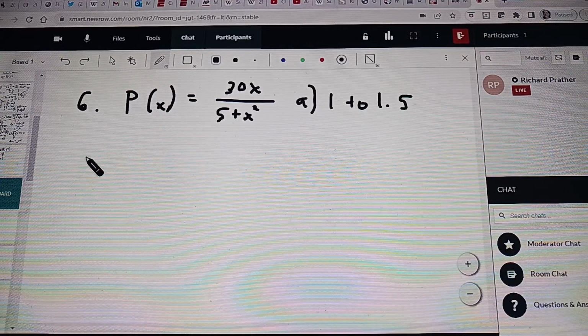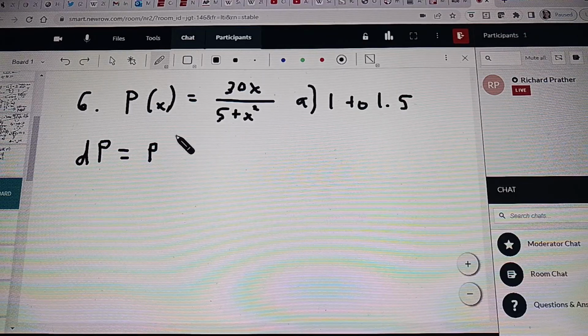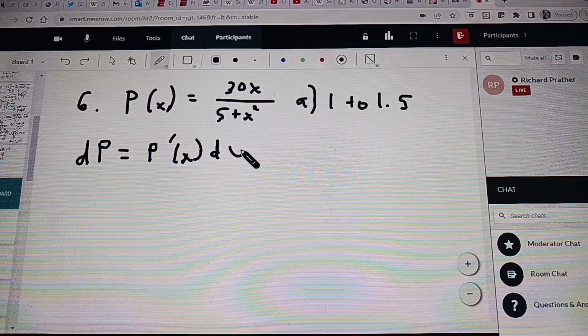Okay, so we want the change in the population. How does the population change? It's going to be the derivative of the population times the change in the hours, which are x here. They could have put t for time, but they chose x for some reason.